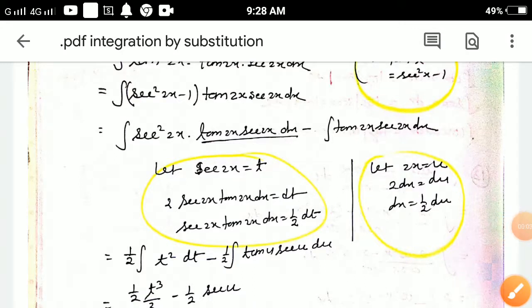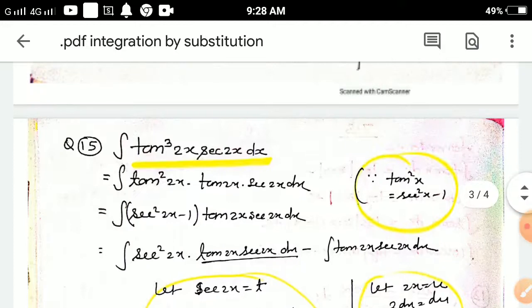Good morning, students. Today we are studying the integration by substitution method. In this question, we have to get a substitution, and by using substitution, the question will be converted into a standard formula, and then we find the integration.